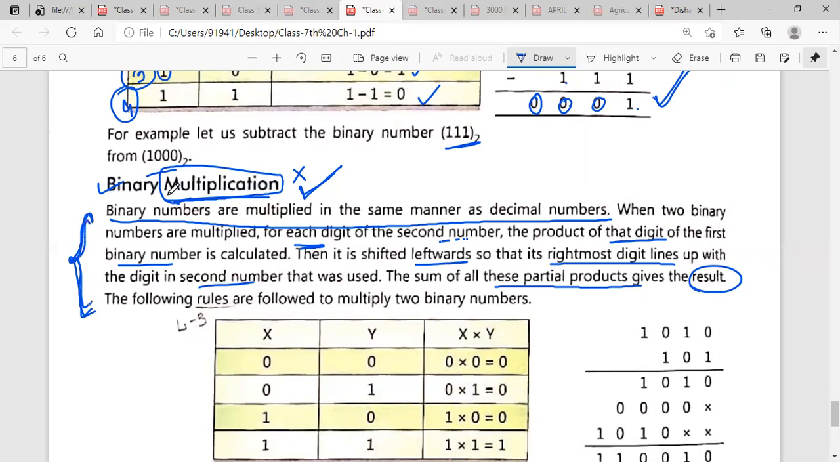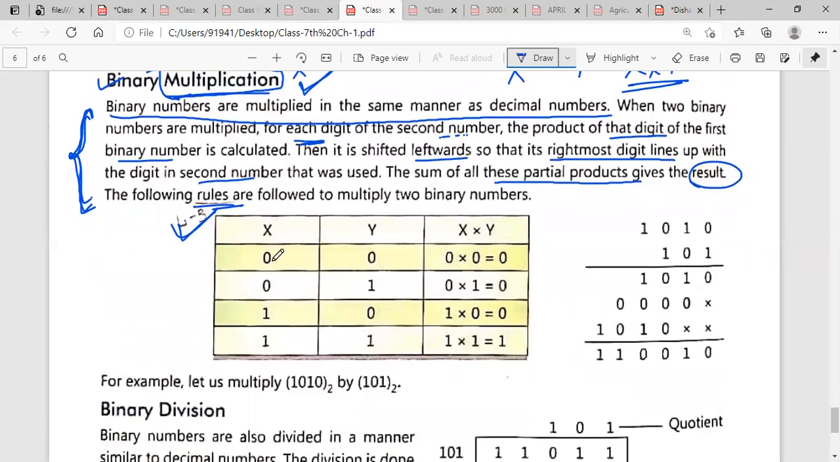Now, I will explain these lines in the form of rules here. How will we do the multiplication, what is the whole process? We will take two binary numbers, x and y, and we will multiply x with y. Okay, now what is the process? Here is a table: 0 0 0 0 1 1 0 1 0 1, take it like this.